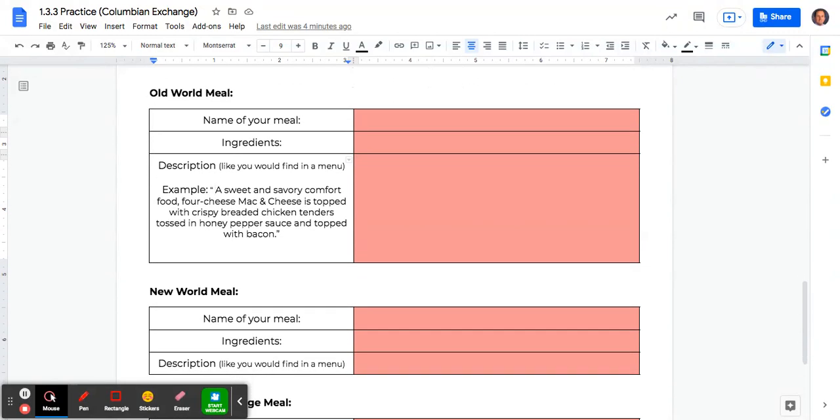Okay, so you need the name of your meal. Just name it. Pretend you're a restaurant. You're naming your meal. Ingredients, write in the ingredients there. And then this one is just a description.